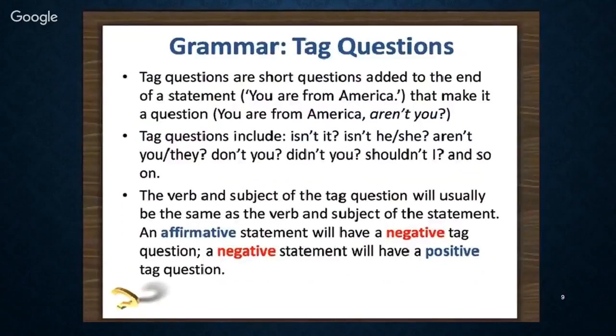Question tags are short questions added at the end of the statement. You're from America is a statement. But if you want to convert it into a question, we say, you're from America, aren't you? Tag questions include isn't it, isn't he, isn't she, aren't you, aren't they, don't you, didn't you, shouldn't I, and so on.